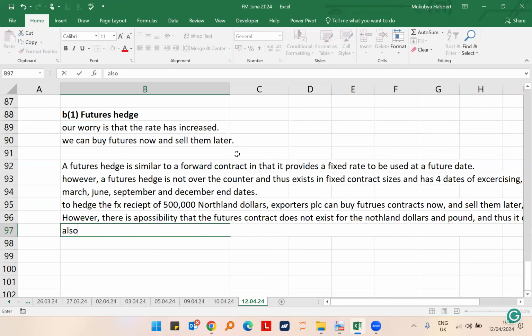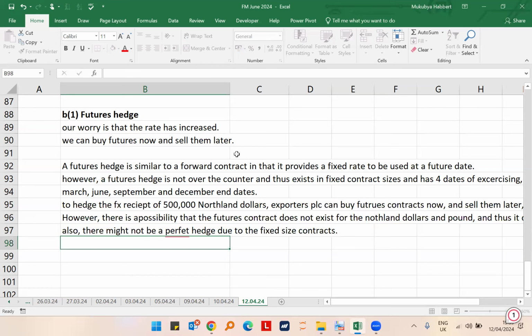Then you can say also there might not be a perfect hedge due to the fixed size contracts. Okay, so that's how you deal with the futures hedge, comparing it with the forward rate.